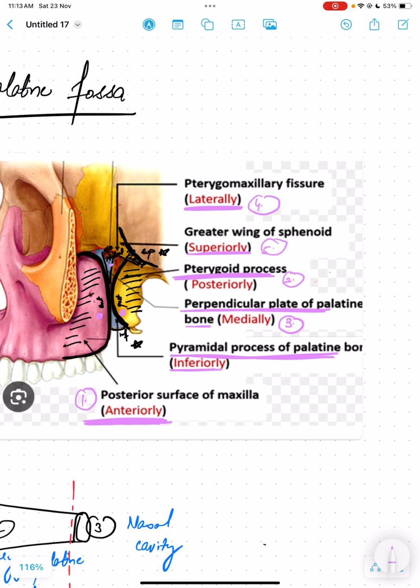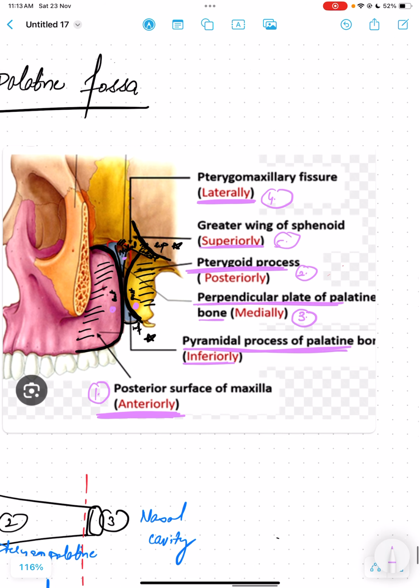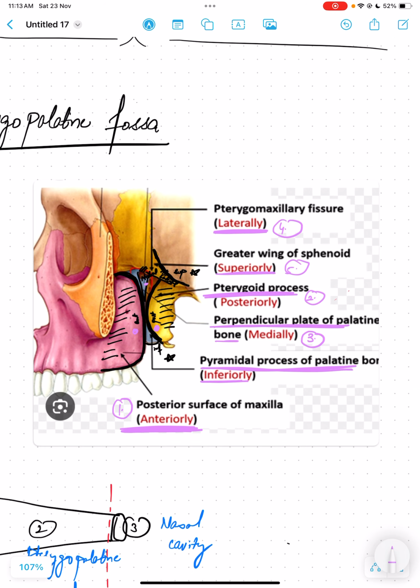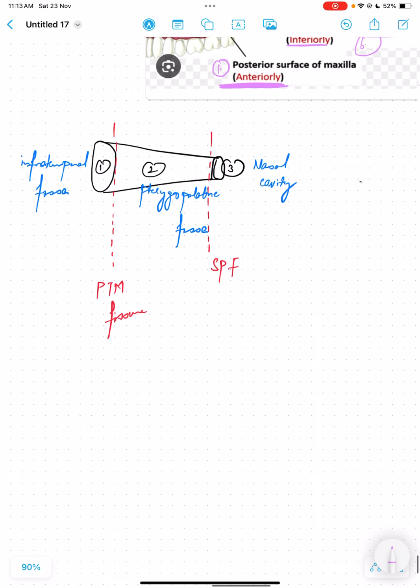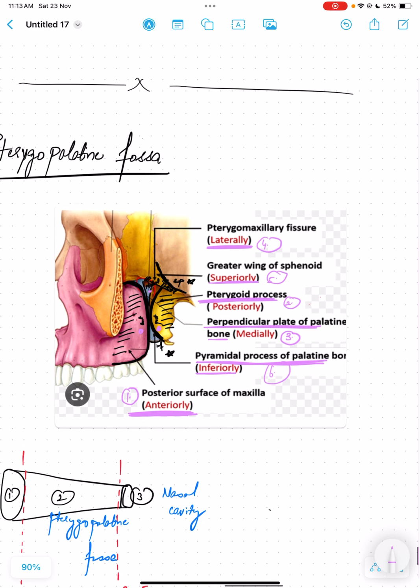easily. Anterior part of it we have the posterior surface of the maxilla. Posterior part of it we have the pterygoid process. Medial part of it we have the perpendicular plate of the palatine bone. Lateral part of it we have the pterygomaxillary fissure. Superior part of it we have the greater wing of the sphenoid, and to the inferior part of it we have the pyramidal process of the palatine bone. So these were the six boundaries: the anterior, posterior, medial, lateral, superior and the inferior surfaces of the pterygopalatine fossa. Please make this diagram once.